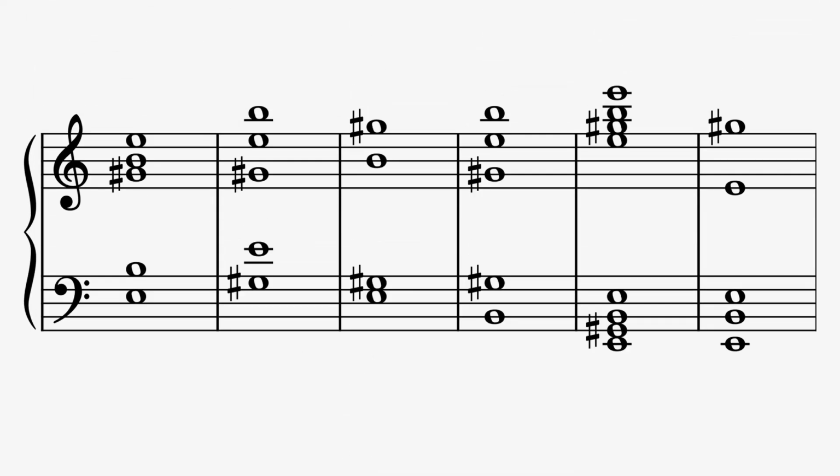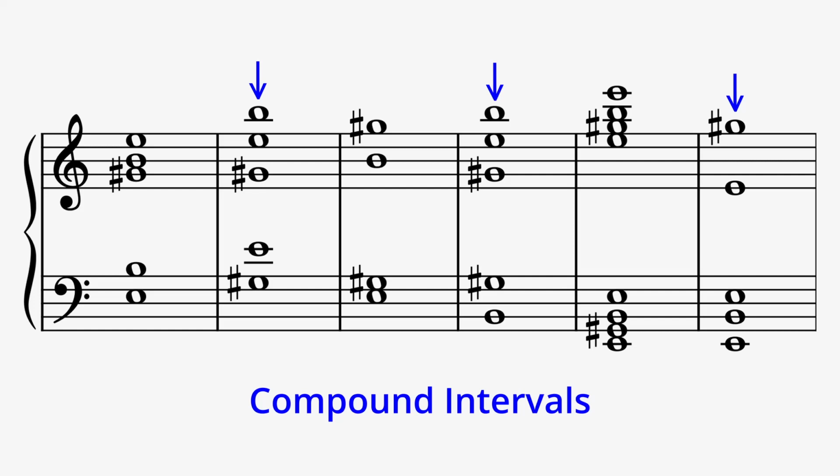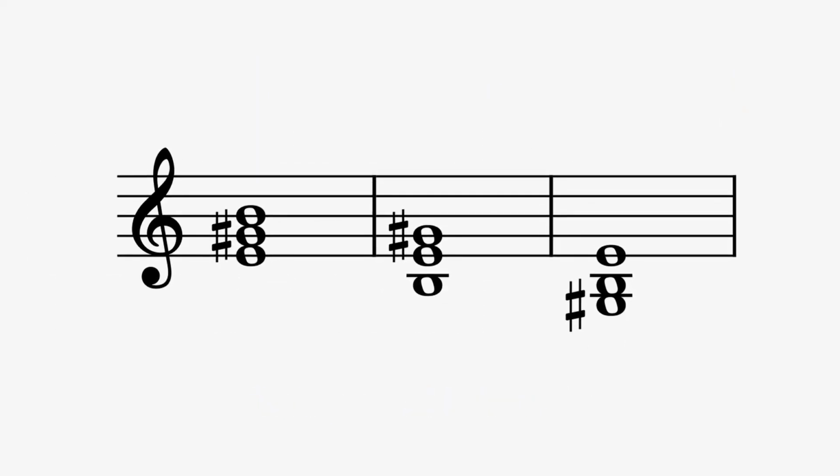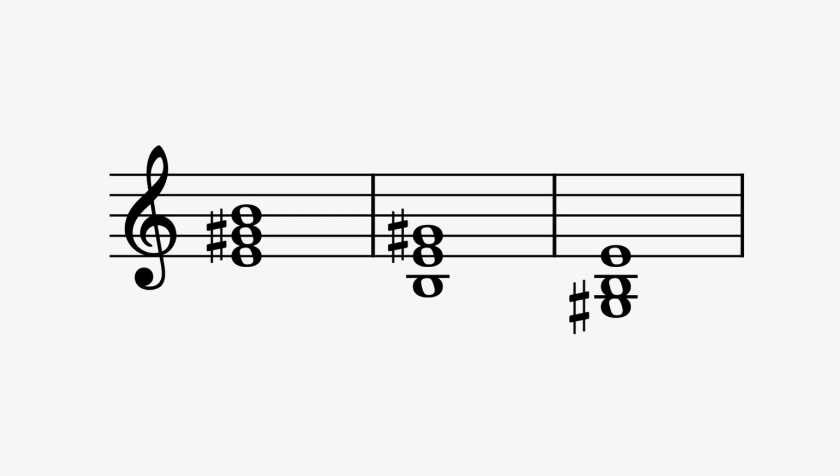This chart shows only some of the many possible spellings of an E major chord. A lot of them include compound intervals, like a major tenth instead of a simple major third. Also, E does not need to be the lowest note either. When we have a different note on the bottom, we get a different inversion.